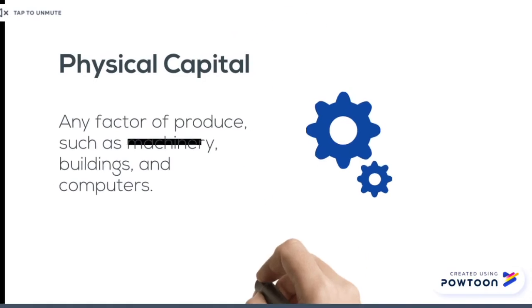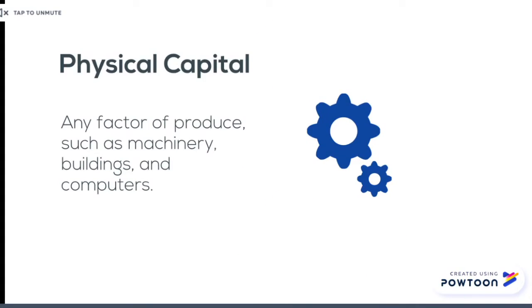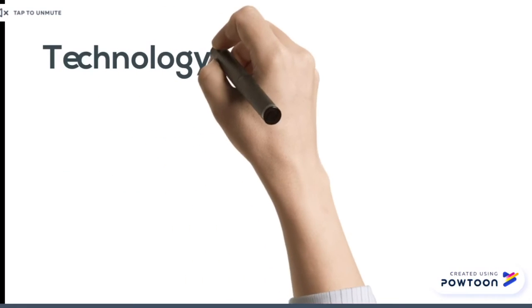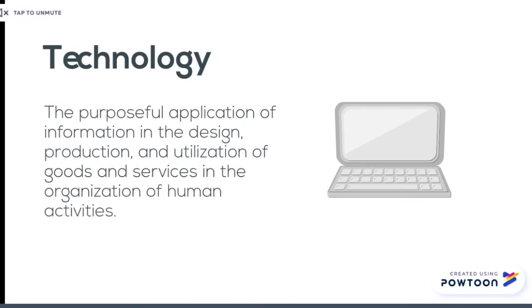Physical capital refers to a factor of production, such as machinery, buildings, or computers. Technology is defined as the purposeful application of information in the design, production, and utilization of goods and services and the organization of human activities.